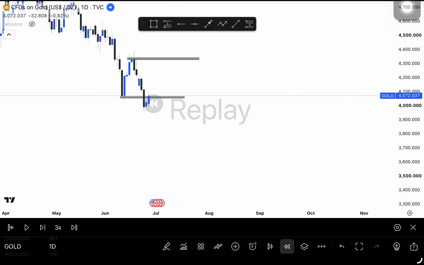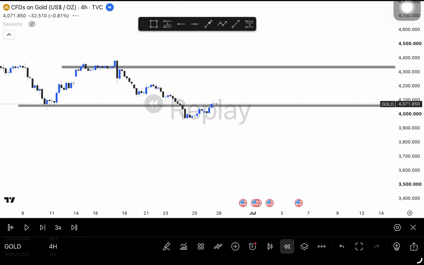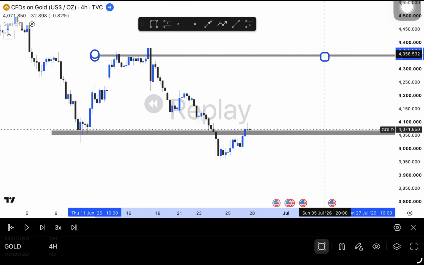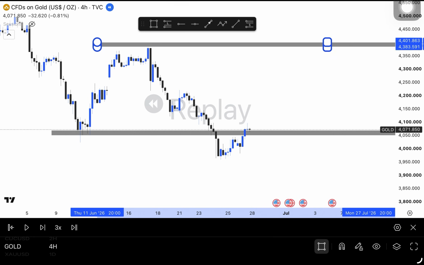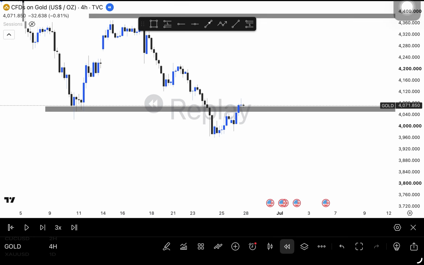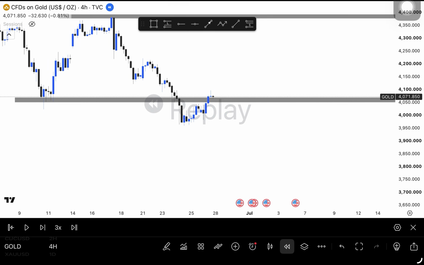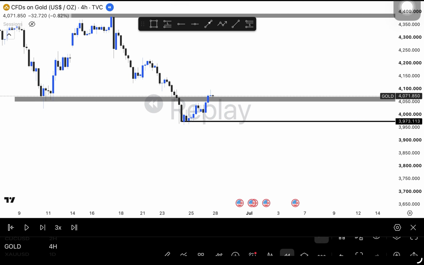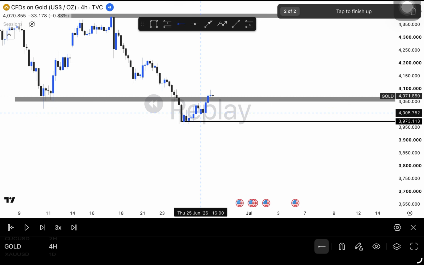So hop on to the 4 hour. This is how the 4 hour looks. Real focus on this. Let me just mark these. This is another level of strong buyers here and here.